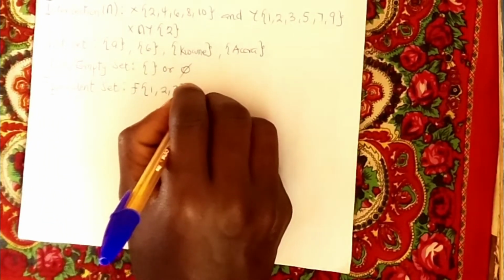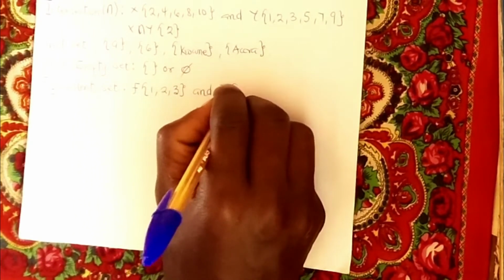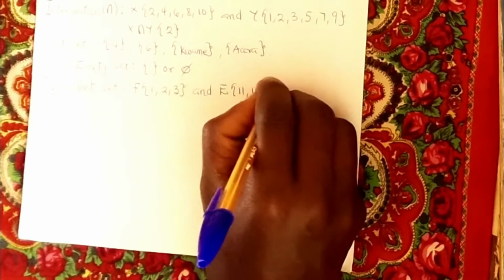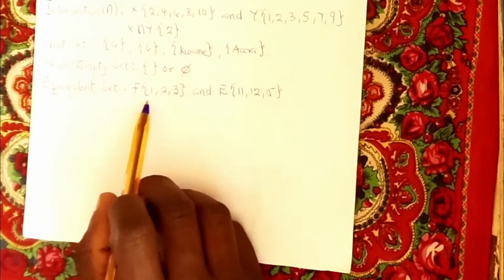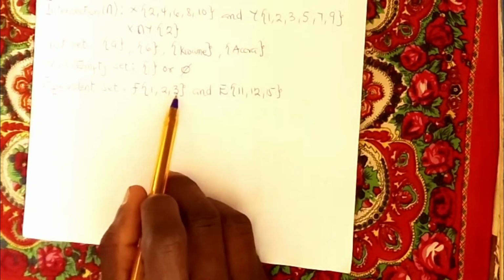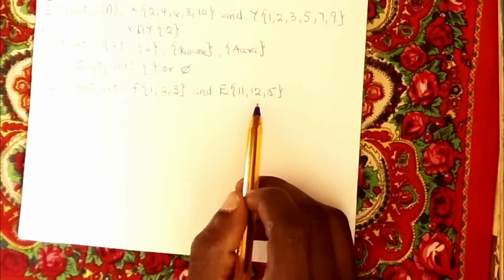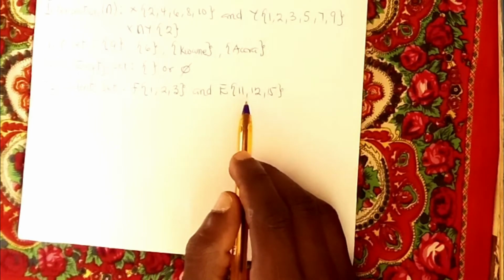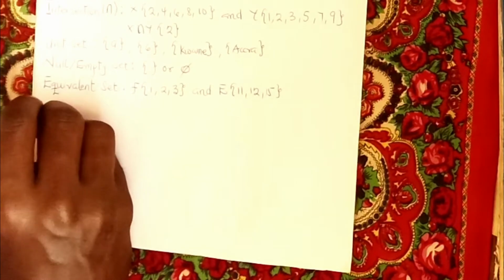Then set E with elements 11, 12, and 15. Since set F has 3 elements in it, and set E also has 3 elements in it, we can say that set E and set F are equivalent sets.